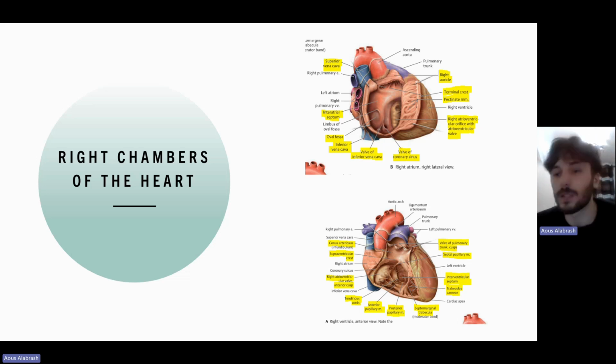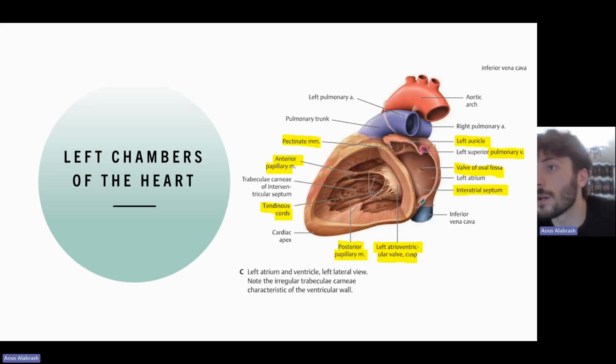Lastly, I want to talk about the interventricular septum, which is the septum that separates the right ventricle from the left ventricle, and it's composed of the superior membranous part and the inferior muscular part. So the upper part of it is membranous, and the inferior part of it is muscular. So then we would have the left chambers of the heart.